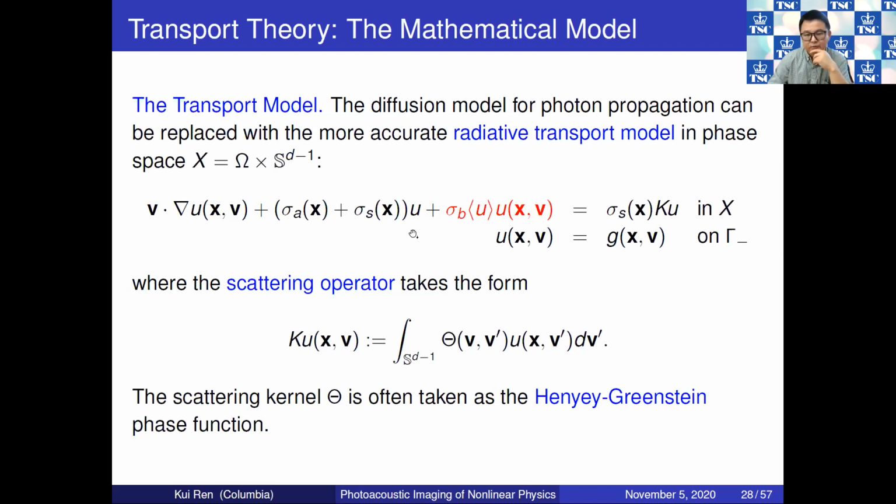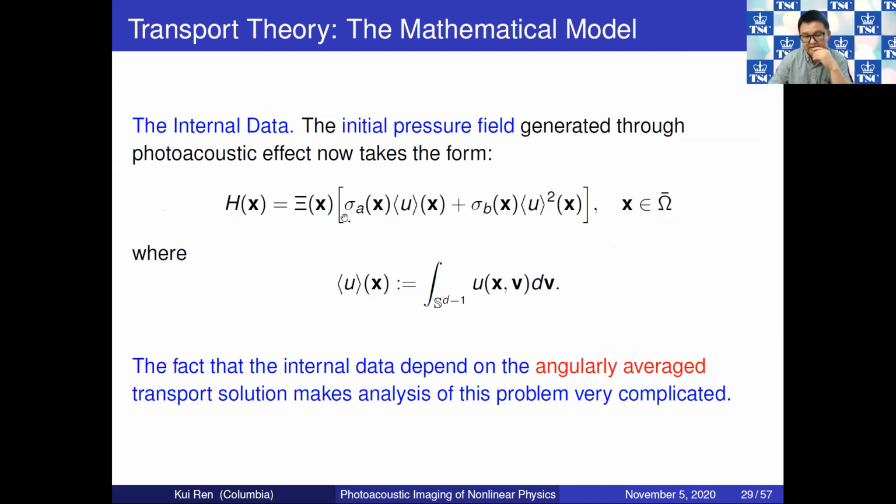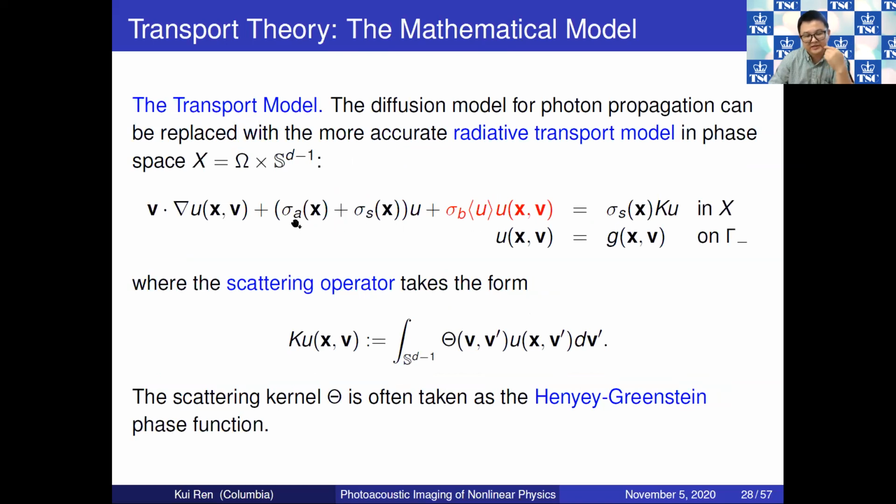So let me remind you what the model is. The model is, again, this simple v dot gradient u plus the absorption term, single absorption, and plus second order absorption. Okay, the scattering is always there. So the data is sigma times u average, sigma_B times u average squared. Okay, u average is this. So from this data, suppose you now have this H, can you reconstruct sigma_A, sigma_B, sigma_S, and chi?